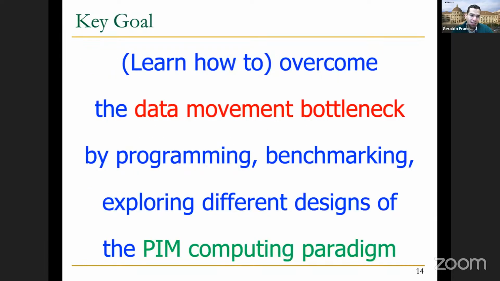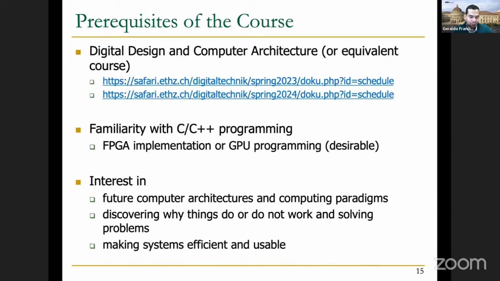So the goal here, for the field of processing memory and the class, is to teach you how to overcome data movement bottlenecks via different tools or toolkits from the programming perspective, from the benchmark perspective, and use those new processing memory architectures to alleviate such data movement bottlenecks. So we have some prerequisites for this class.